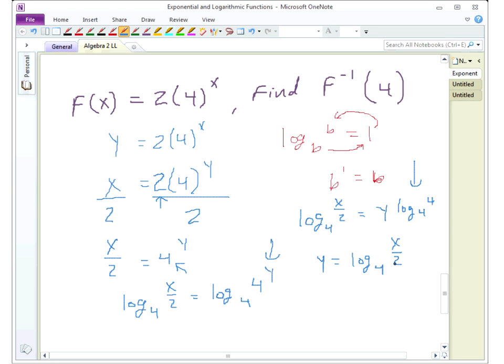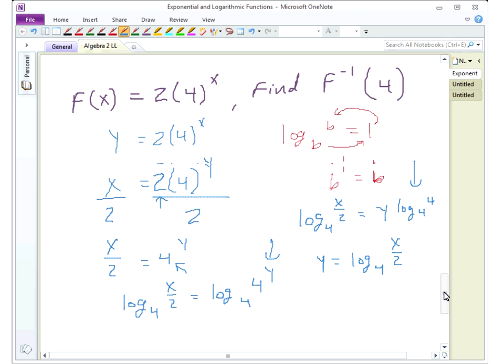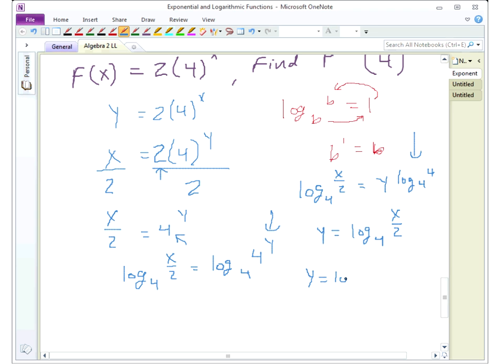Now this one is not going to be quite as easy to simplify, because we're having to take the log base 4, and they want us to plug in a 4 for the x here, so let's go ahead and do that. So y equals log base 4 of 4 over 2. 4 over 2 is simply 2, so y equals log base 4 of 2. Now, what do we do?